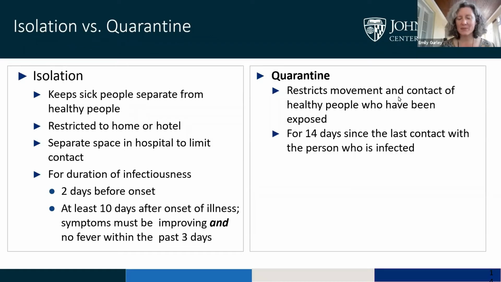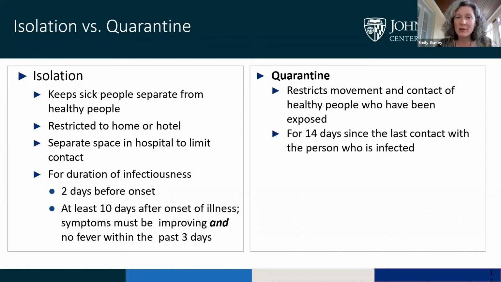Ideally, 2 days before symptom onset, but that's really difficult to do, right, unless you found them before they develop symptoms. That's what contact tracing can do, find cases before they develop symptoms. And they should be isolated from others until they stop shedding. Our best guess of when that is is at least 10 days after illness onset. If all their symptoms are improving and they haven't had fever for 3 days, they're probably not shedding anymore.